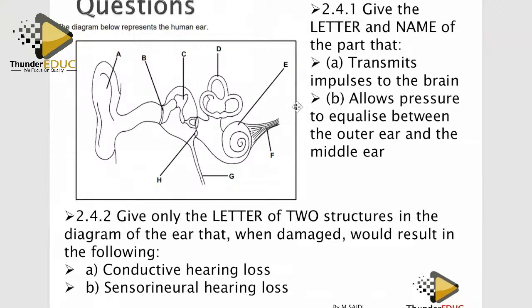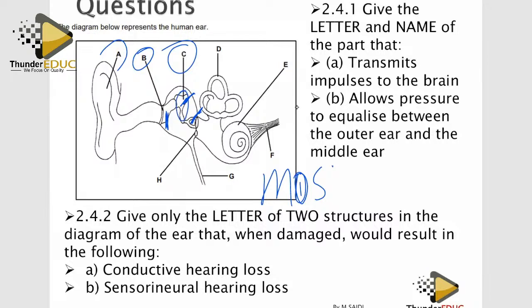Okay, what is A? Pinna. And then what is B? Tympanic membrane. What is C? Ossicles. What is the middle part? Remember, this is Malleus. This is Incus. And then this is Stapes.